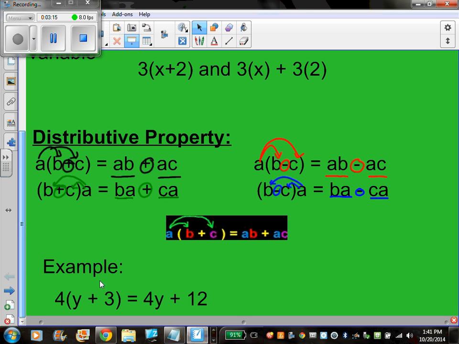So, there's a nice colorful drawing showing what's happening exactly. And there's an example of distributive property happening right at the bottom.